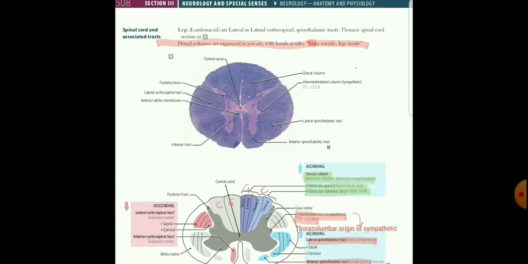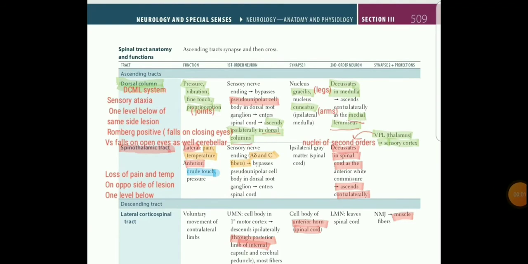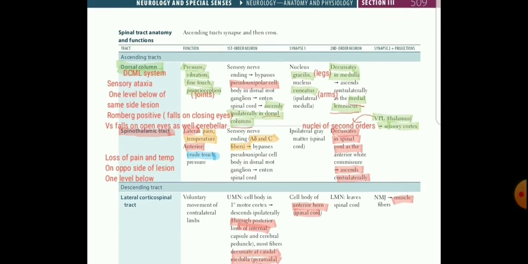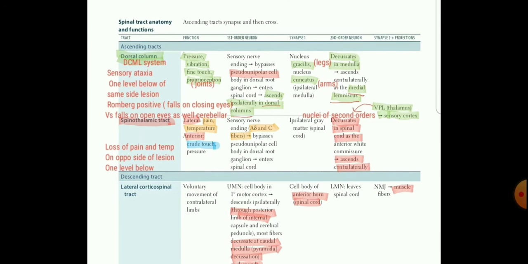Now we move on to the main topic, that is the ascending and descending tracts. Most important are the ascending tracts. We know that the dorsal column is taking pressure, vibration, fine touch, and proprioception. So two P's, pressure and proprioception from joints.